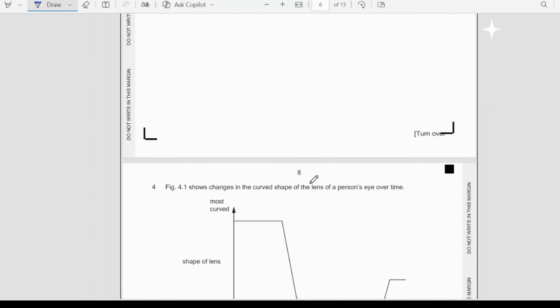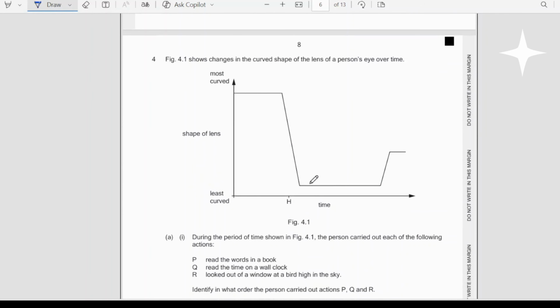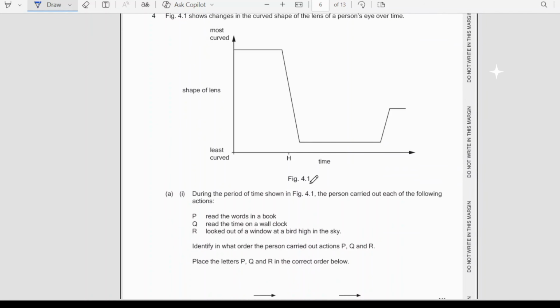Good. Next one is related to the eye. Now, this one is a tougher topic for you, I guess, since you have told me that you have difficulty in this topic. This topic is known as accommodation basically. Like, how does your eye accommodate itself, or accommodate the size of the lens. So yes, the size of the lens can be changed.